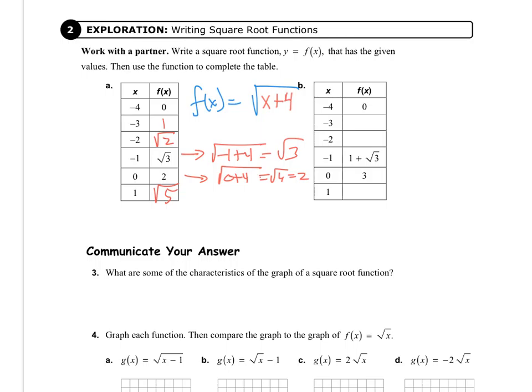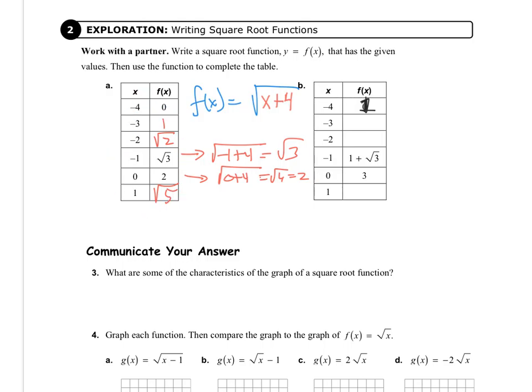All right, try this guy. Here we have another pattern, and we got a little error in this pattern I just saw. Let's make this a 1. Okay, here's our pattern now. When we plug in -4, we get 1. When we plug in -1, we get 1 plus the square root of 3. When we plug in 0, we get 3. There's a connection between this and that.